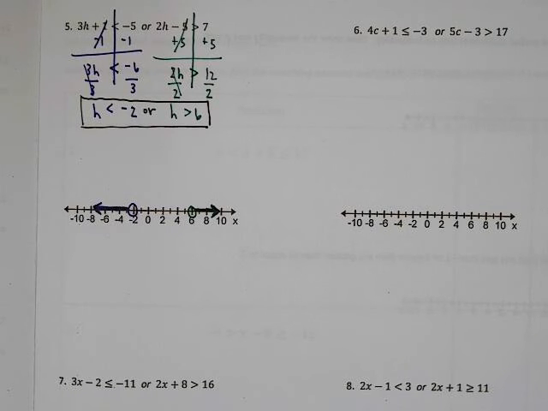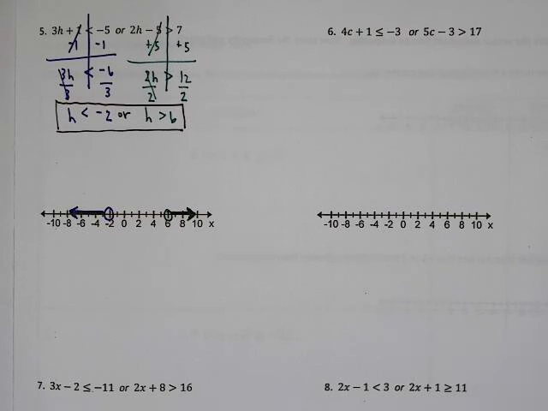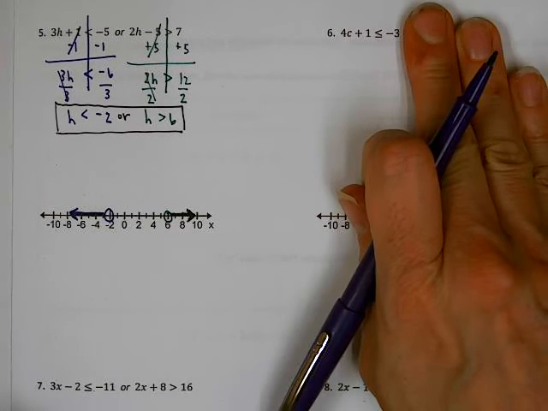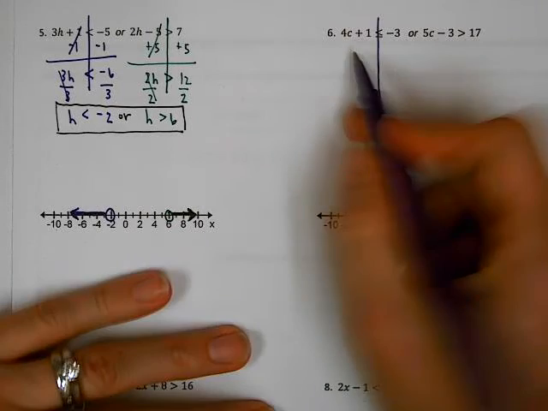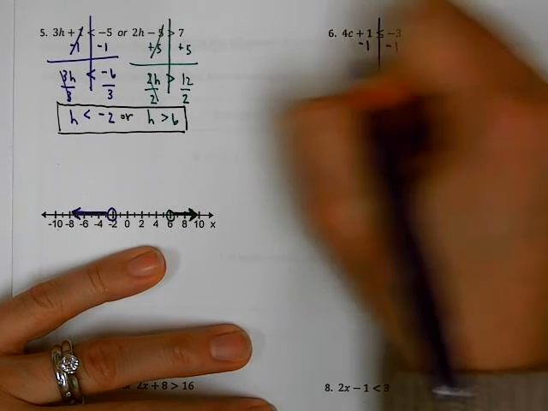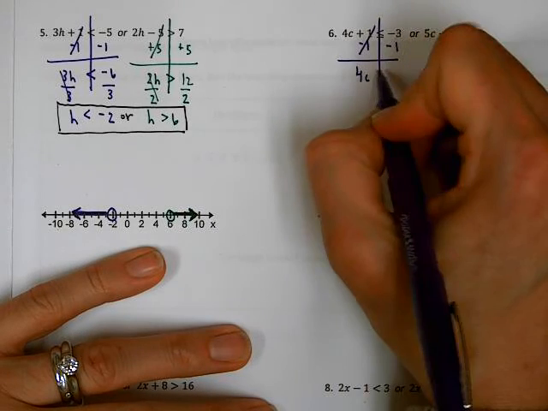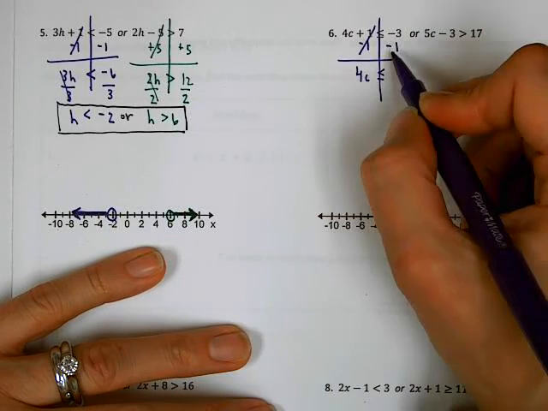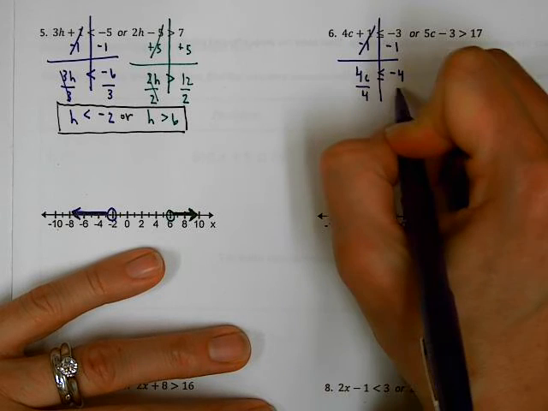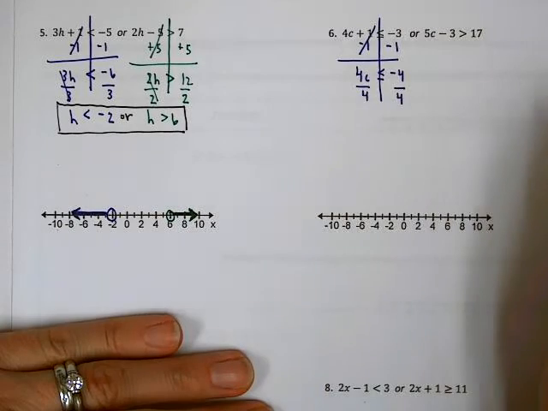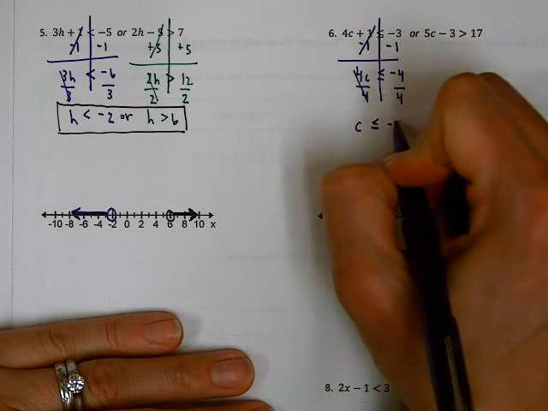Okay, let's see. We'll do number 6 just for one more. So again, this is an OR, so we're just dealing with two separate inequalities. So to start, I'm going to subtract 1 from both sides. I'll be left with 4c on the left side is less than or equal to -3 minus 1, which is -4. I can divide by 4 on both sides. So that cancels, and I have c is less than or equal to -1.